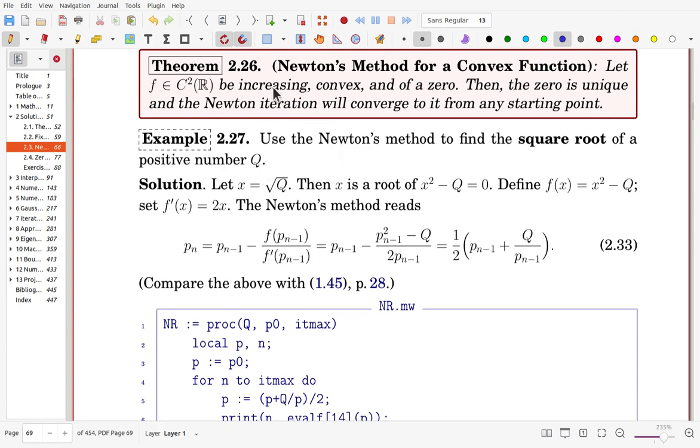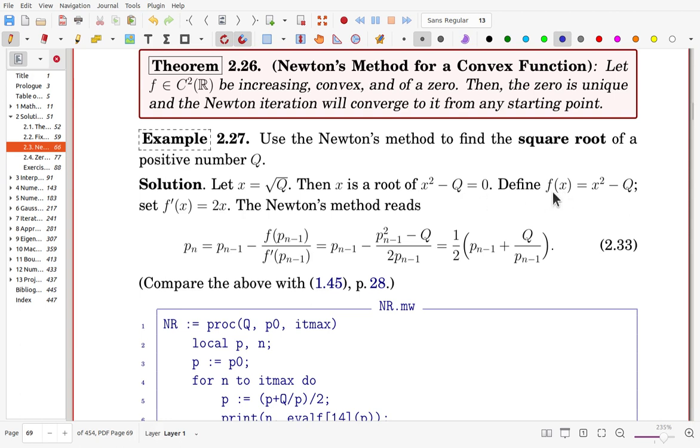Now, for that theorem, we have one example. Use Newton's method to find the square root of a positive number q. To design an algorithm, we start with x equals the square root of q, square both sides and move q to the left-hand side. So we have a quadratic equation x squared minus q equals 0.